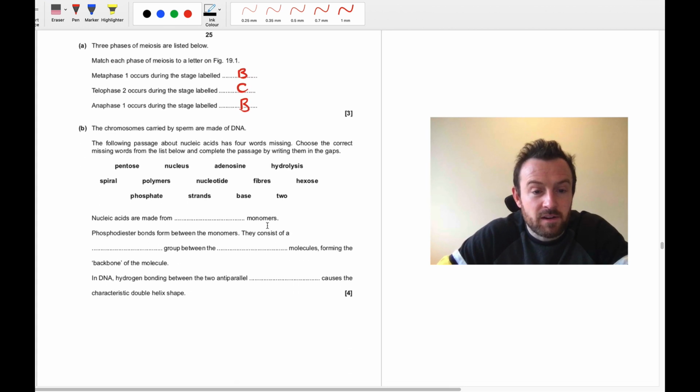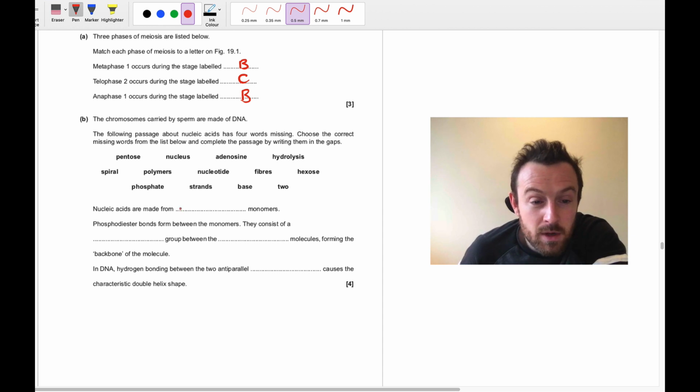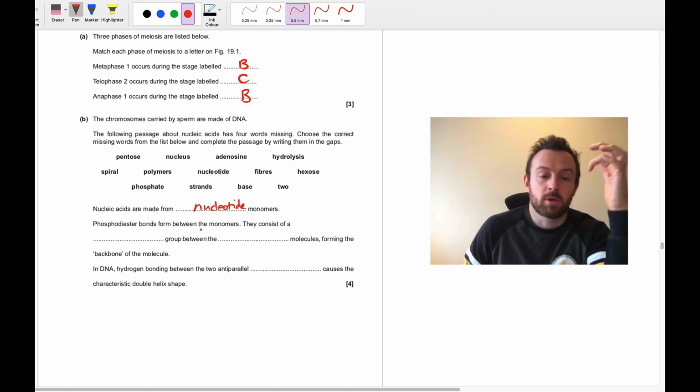Okay, the chromosomes carried by sperm are made of DNA. Nucleic acids are made from what monomers? Nucleotides. Phosphodiester bonds form between the monomers.